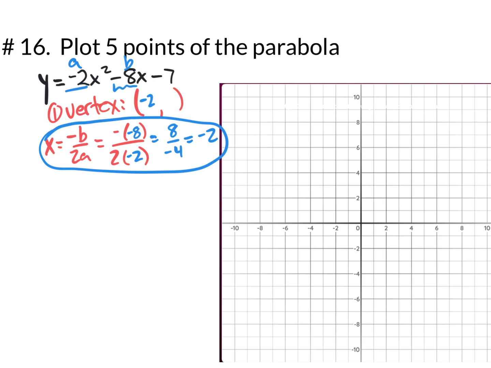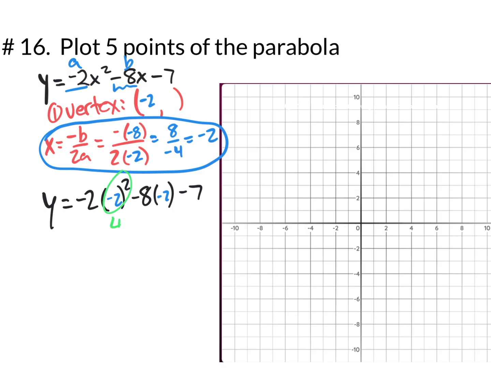Anytime you have the x value and you want the y value, you simply plug it in. So I'm going to rewrite the original. The original says y equals -2x squared minus 8x minus 7. Here it is. Y equals -2x squared minus 8x minus 7. And plug in that x value of -2 that we found with the formula. Then you do the math.